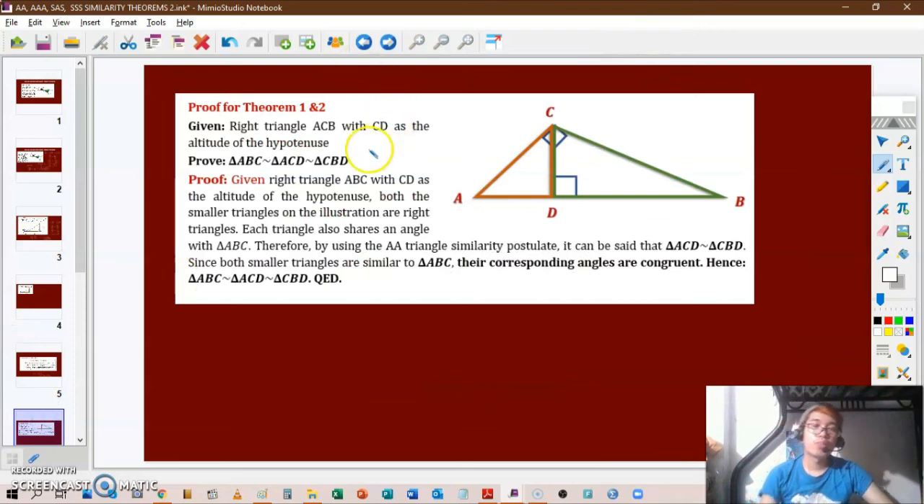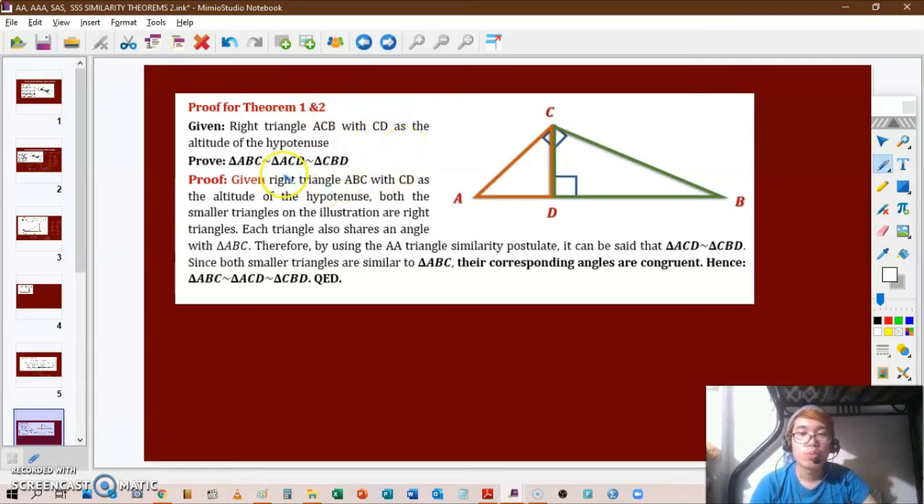Alright, so let's check the proof for theorems 1 and 2. Given right triangle ACB and CD as the altitude to the hypotenuse, we have to prove that triangle ABC is similar to triangle ACD, and it's also similar to triangle CBD. So these 3 right triangles should be similar to each other. Given right triangle ABC with CD as the altitude to the hypotenuse, both smaller triangles in the illustration on the right are right triangles as well.